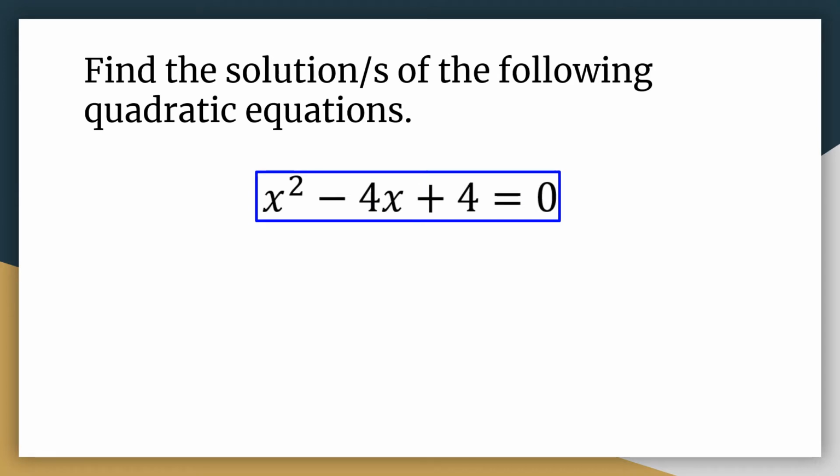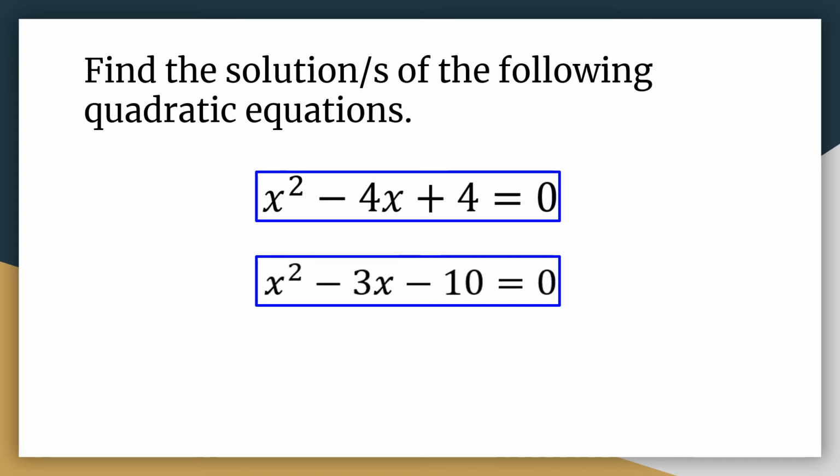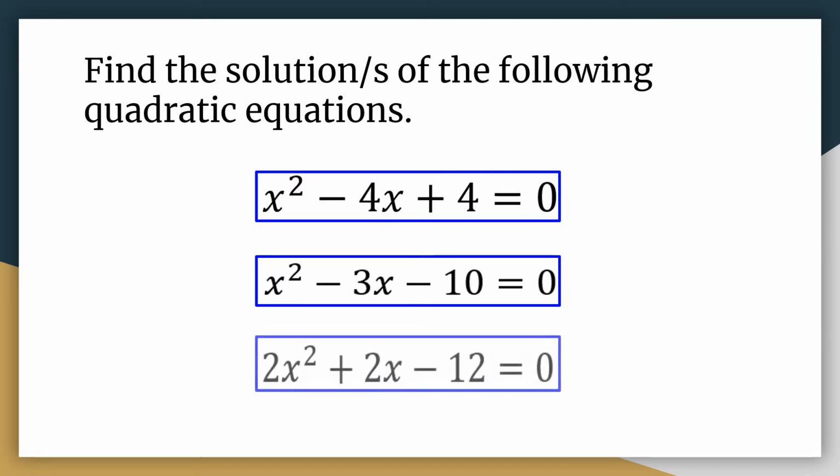We have x squared minus 4x plus 4 equals 0, x squared minus 3x minus 10 equals 0, and 2x squared plus 2x minus 12 equals 0. So I'm going to give you time to get the roots of the following equations. You can use any techniques. You can use factoring, completing the square, or the quadratic formula.